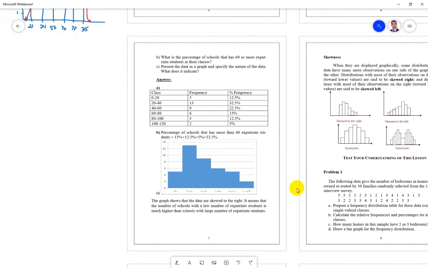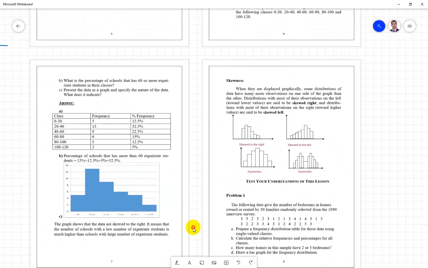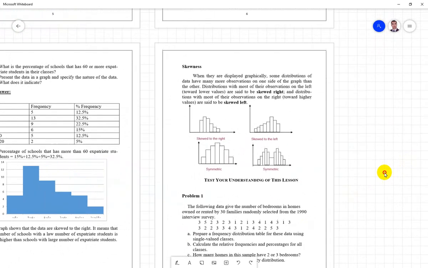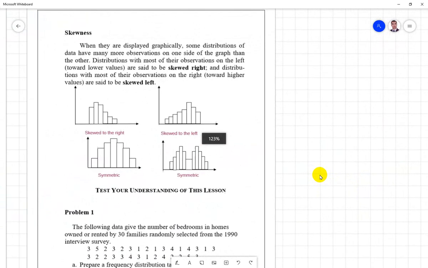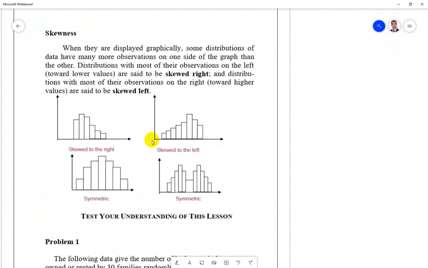Now I need to finalize my lecture with a discussion about how I can use histograms to present the distribution of your data. So now look at these 4 graphs.